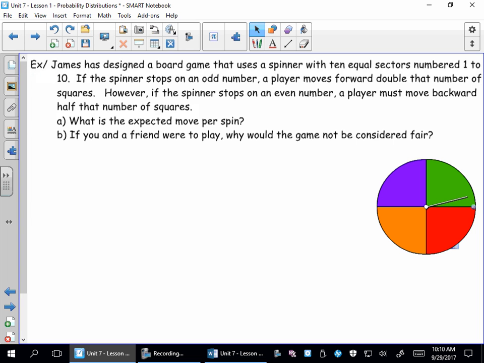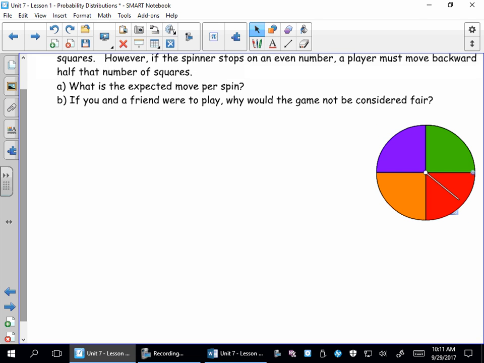So we have James. He's designed a board game. He's got a spinner, 10 equal sectors. So I have an example here. This is a spinner, and this thing goes around. It's only got 4, but for our question, we'll talk about 10. If the spinner stops on an odd number, a player moves forward double that number of squares. But if it's an even number, they move backwards half that number of squares. So we want to find the expected moves per spin.